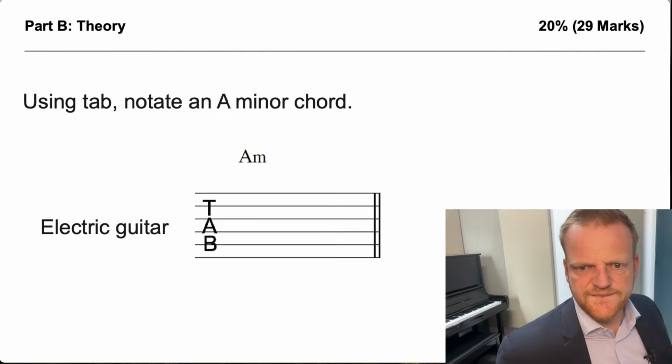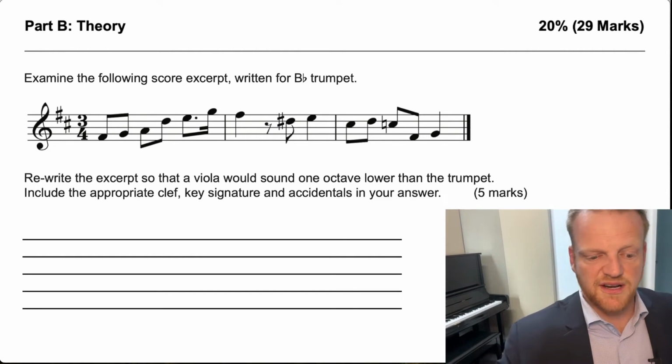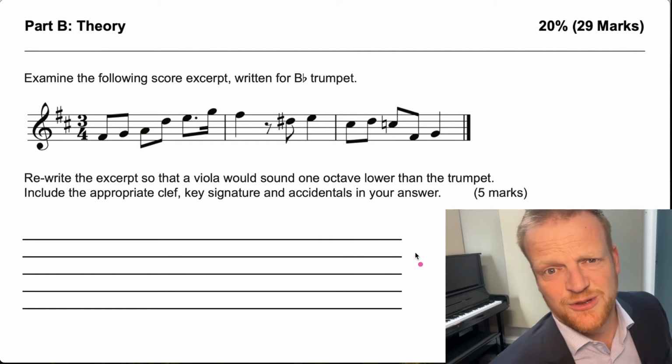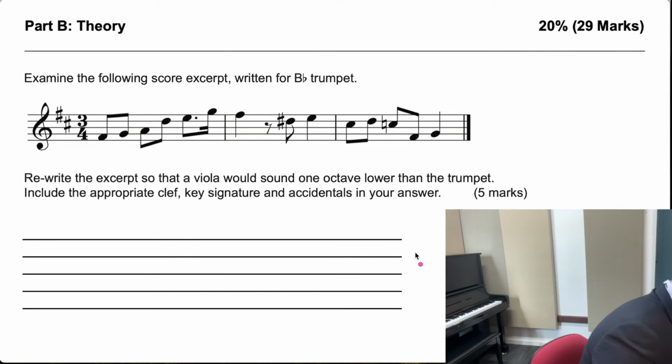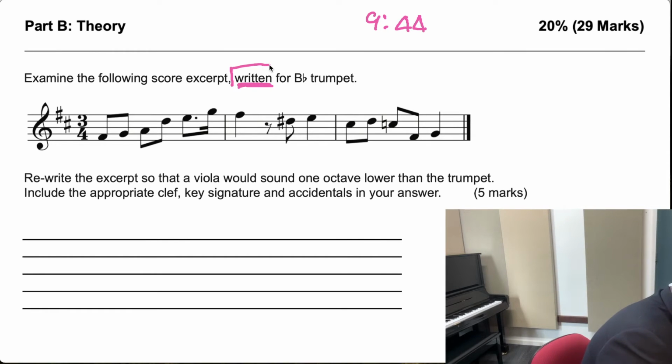Right, next one. Oh, right. Well, this is a little bit of a tricky question, but I enjoy it. Well, I enjoy all music theory. Okay, time 44. Underline. Examine the following excerpt written. Written. That's important. Maybe circle that. Written for B flat trumpet. Rewrite the excerpt so that a viola, okay, would sound 1 octave lower than the trumpet.